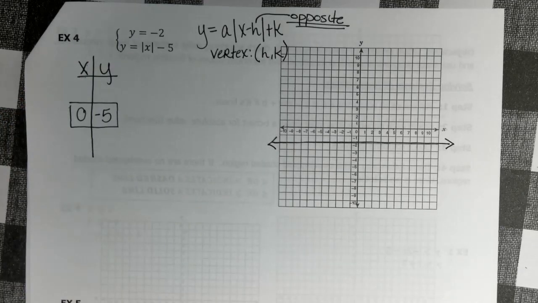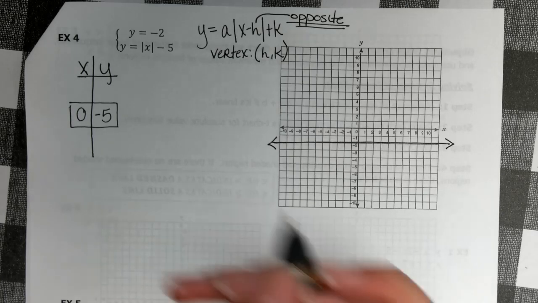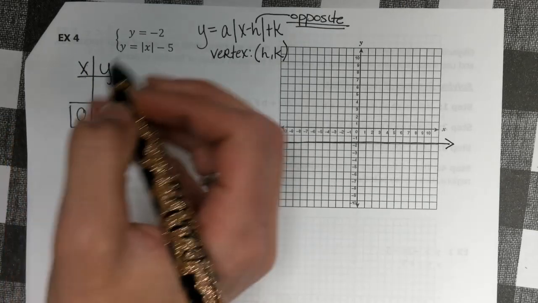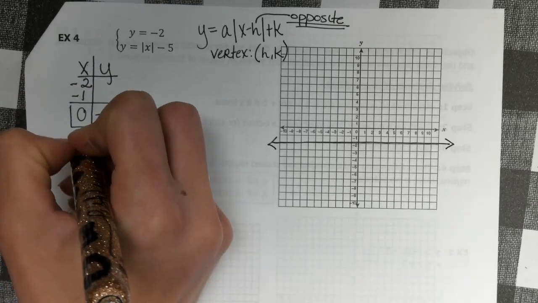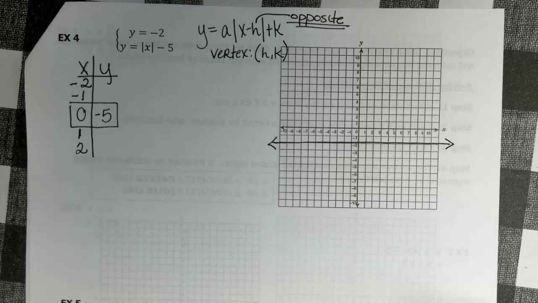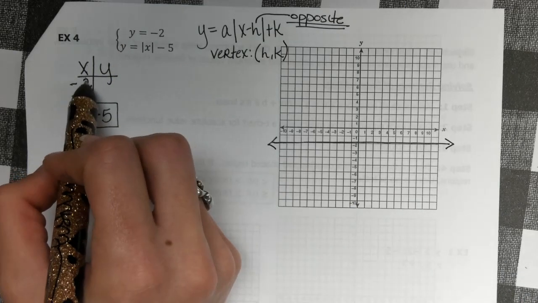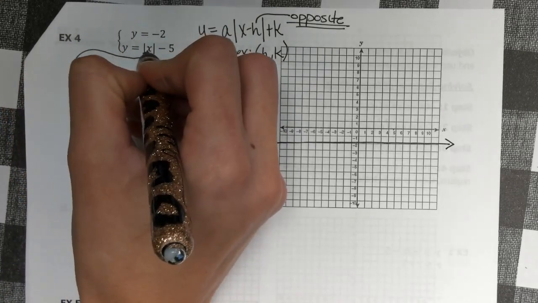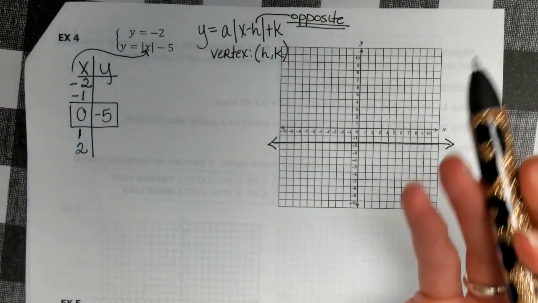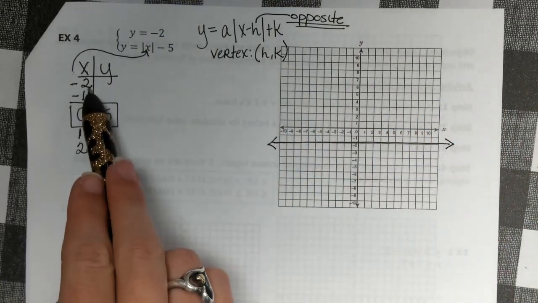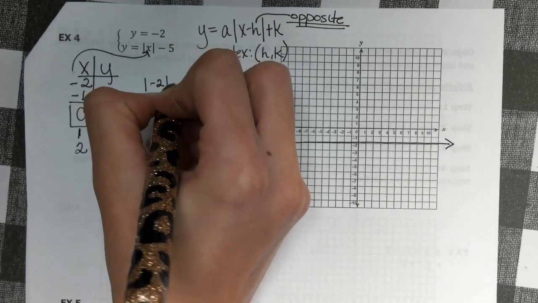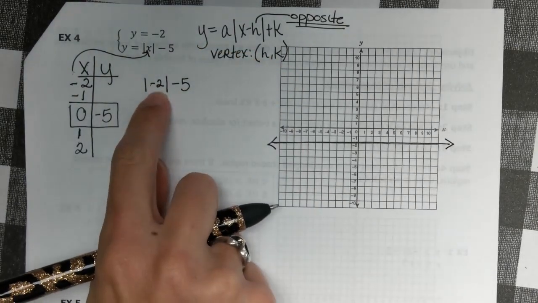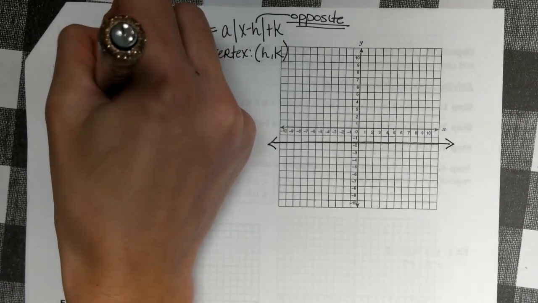Okay, and the way I'm going to build my table, I'm going to take that vertex and do 2 points above and 2 points below. So, I'm going to do -1, -2, and +1, +2. Okay? Then to get my y values, I'm going to take these x values and just plug them into my equation. So I'm taking the absolute value of -2. I'm going to write it out just for your notes. The absolute value of -2 minus 5. So that's 2 minus 5, which is -3.